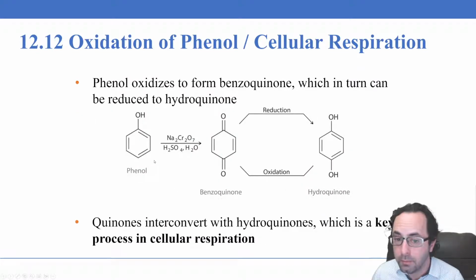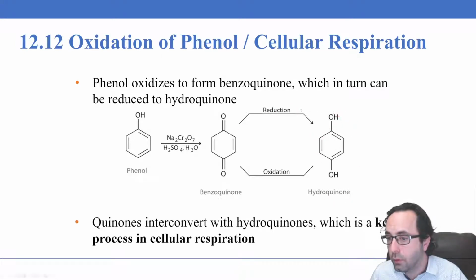So if you have a phenol, you will oxidize the alcohol to OH. In fact, you'll oxidize twice. You'll end up with a benzoquinone. So with this strong oxidizing agent, you'll actually oxidize twice and end up with this benzoquinone. And then you can reduce that to hydroquinone, which is the same. You're just reducing it so that the carbonyls here, the ketones, are alcohols, and then it can be oxidized back to benzoquinones. And these interconvert very readily, and this is important in respiration.